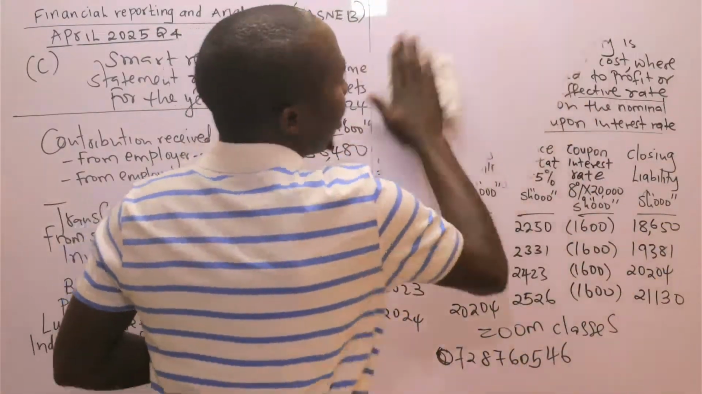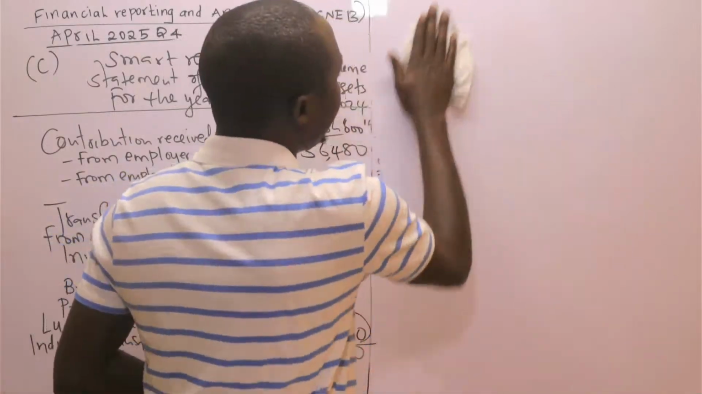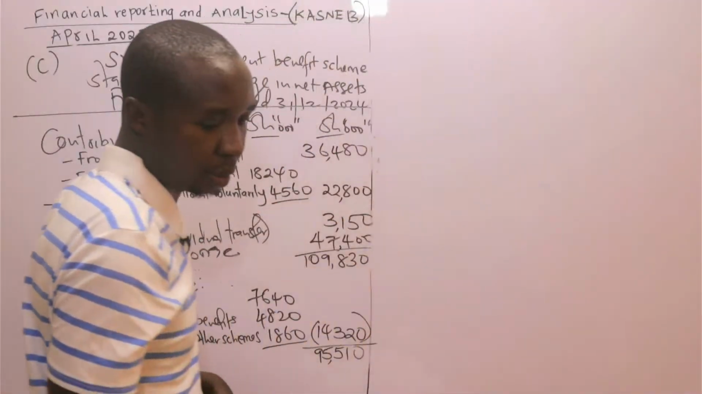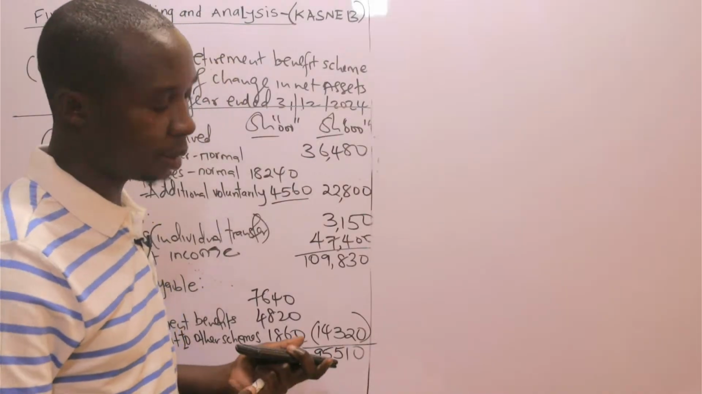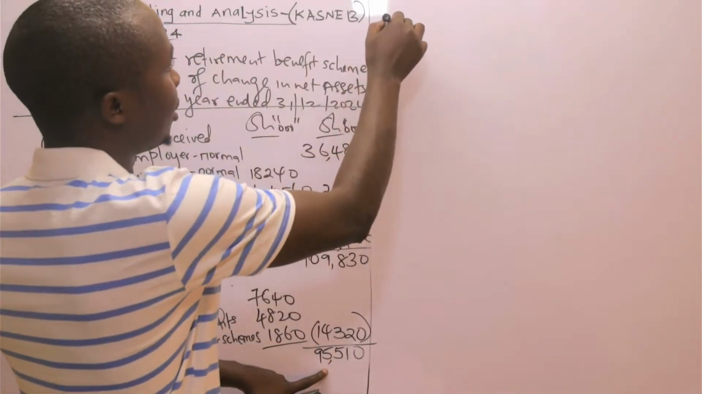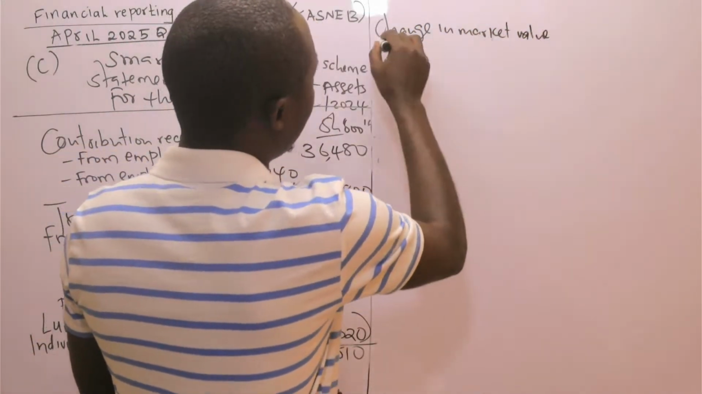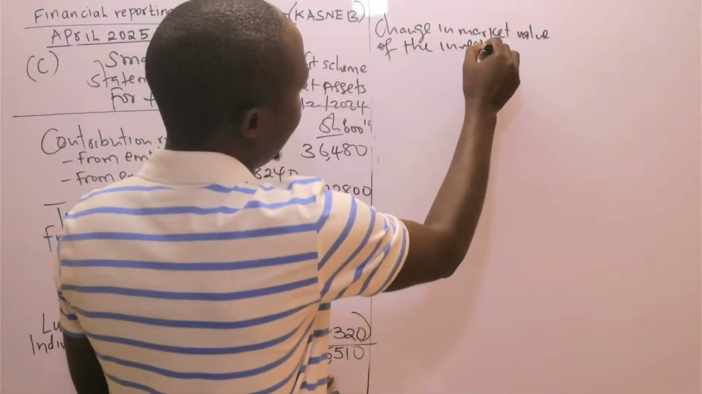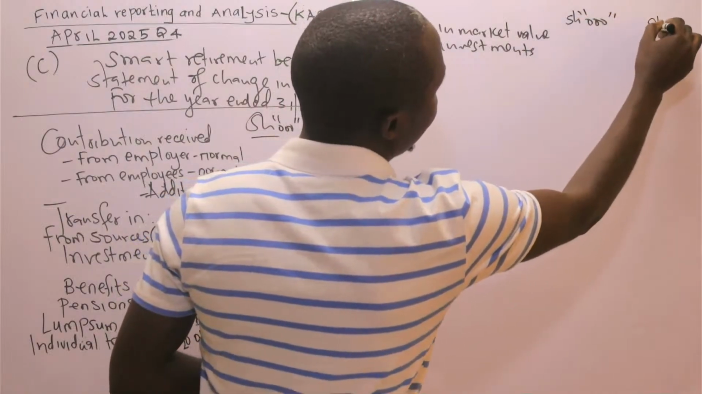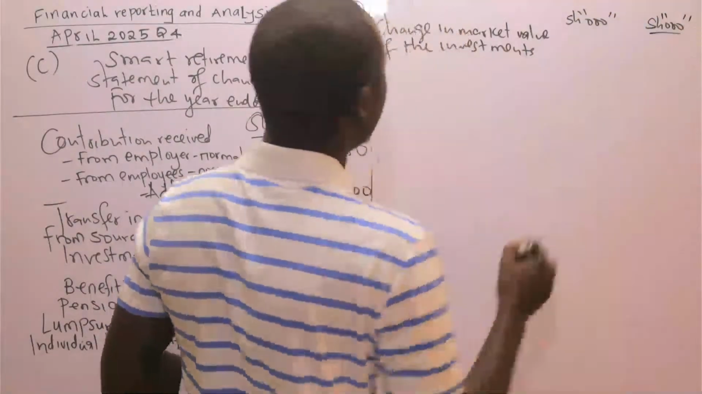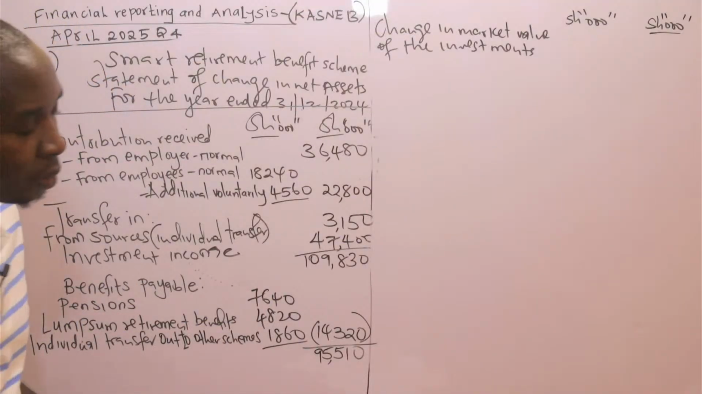Then there are other things which will reduce that figure. Remember that they made an investment, but there was a change in value. They call it a change in market value of the investment. So it does reduce this. So the change in market value of the investment they made is 22,640.